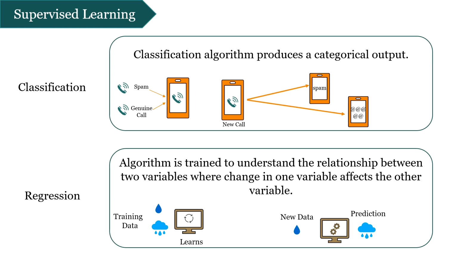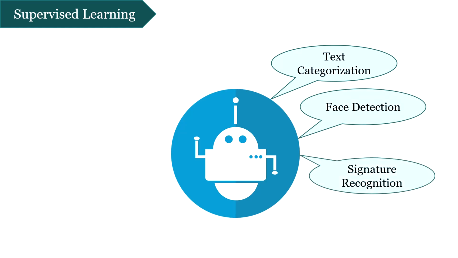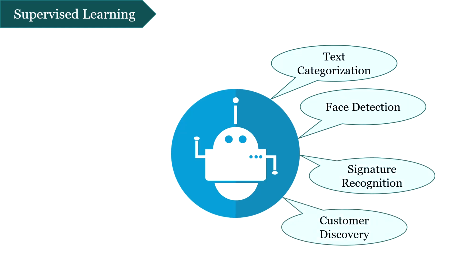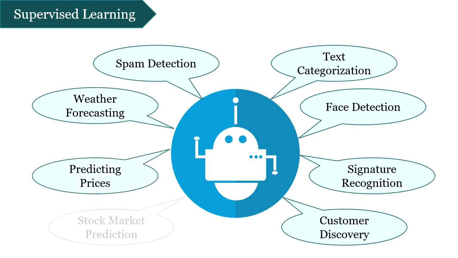Now the supervised learning can be implemented in the cases of text categorization, face detection, signature recognition, customer discovery, spam detection, weather forecasting, predicting prices, stock market prediction. Now let us move toward the unsupervised learning.